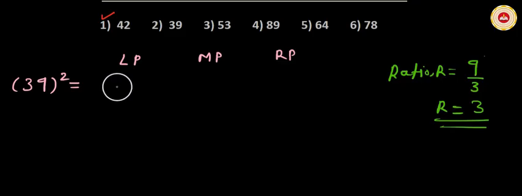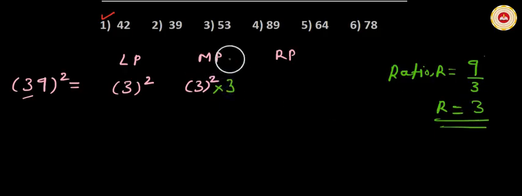So what is left part? Left part is a square of a digit which is at tens place in a given number. Which is that digit? 3. 3 is at tens place. So write the square of 3 in the left part. What is middle part? Middle part is value of left part, which is 3 squared, multiplied by ratio 3. Because generally middle part is value of left part multiplied by ratio.